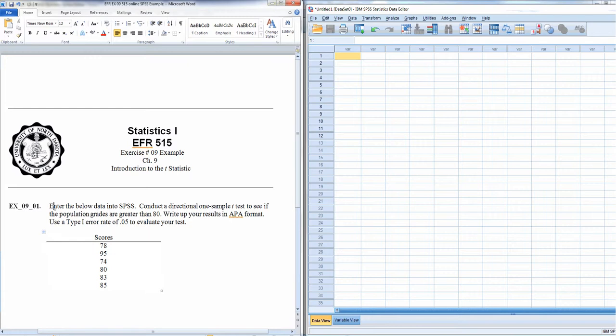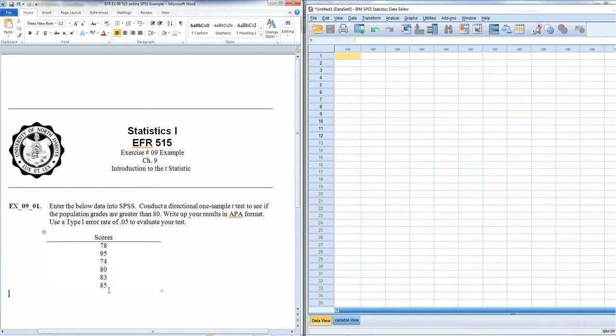Now, in the non-directional test, for example, the grades could be higher or lower than 80. It wouldn't matter. But in a directional test, what we're specifically interested to know, say these are test scores of students down here, where there was a 78, a 95, a 74, an 80, an 83, and 85. What we'd like to be able to argue is that the population scores for these students are greater than 80. Okay, and the key aspect is population.